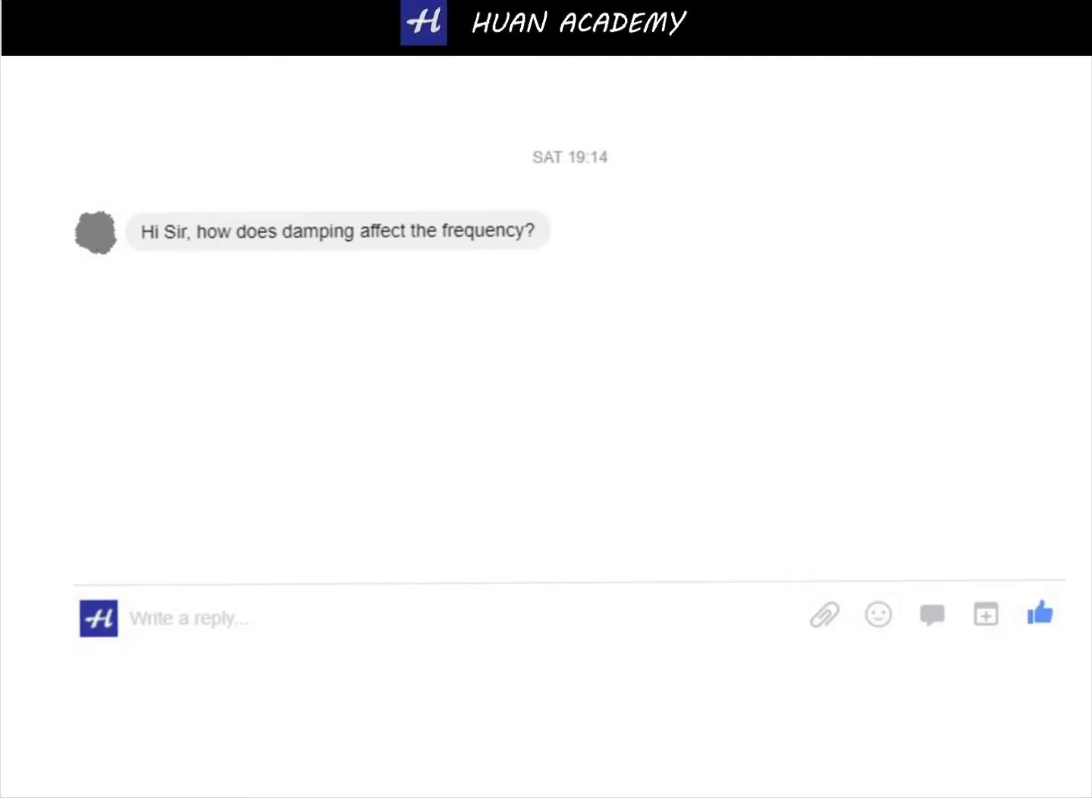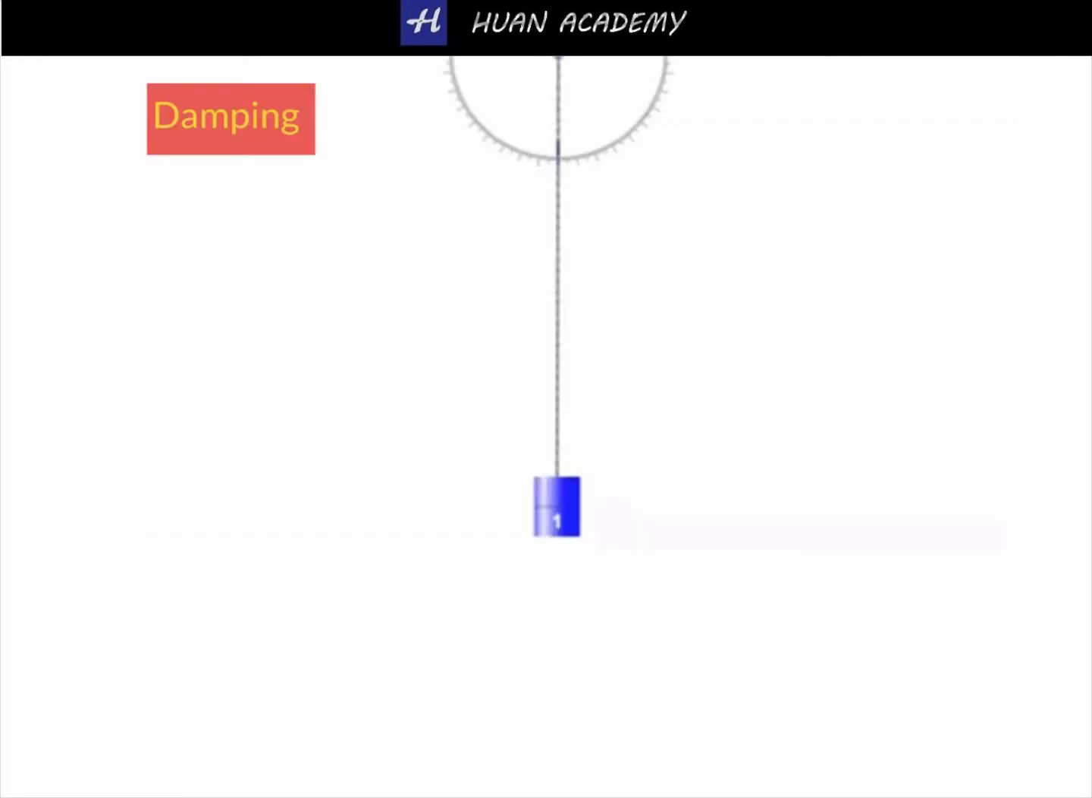Okay, let's try to have a look at the question today. The question is, how does damping affect the frequency? So first of all, we have to understand what damping is before we can answer this question. In order to understand damping, let me show you a pendulum which is experiencing damping.